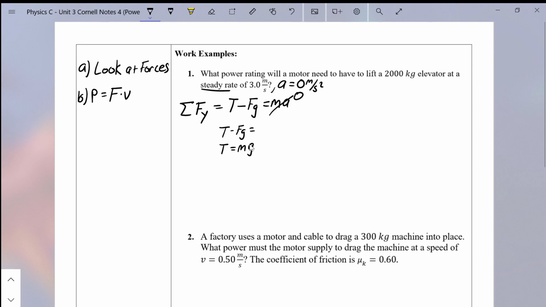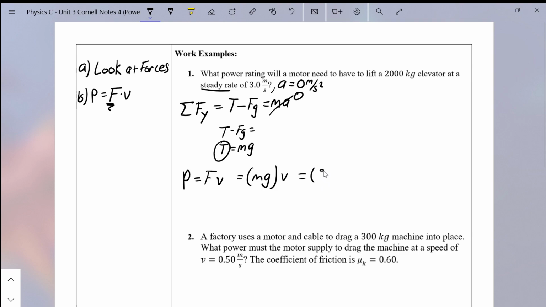We've related our non-conservative tension force to our conservative gravity force using Newton's second law. And this is our force F. T, our tension force, will be the same as this force F here. So if I want to calculate my power, I get P is equal to F times v, which is equal to mg, my tension force, times my velocity, v. And we have quantities for all these things.